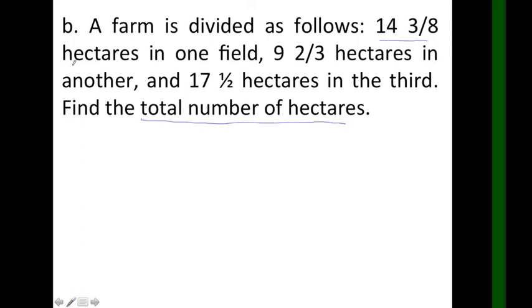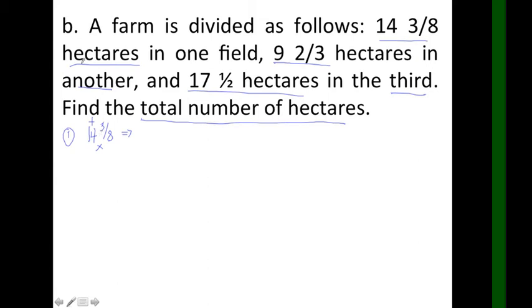Given yung 14 and 3/8 hectares sa isang field, 9 and 2/3 hectares sa ibang field, and 17 and 1/2 hectares sa pangatlong field. Okay, since mixed numbers ang ating mga given, ang gagawin ko muna silang improper fractions para mas madali sa akin makapag-add. So, first step is make them an improper. So, let's start with 14 and 3/8. So, again, in order to make it an improper fraction, we have times and plus at the top. So, 8 times 14, what do you think is the answer for 8 times 14? So, the answer is 112, correct.